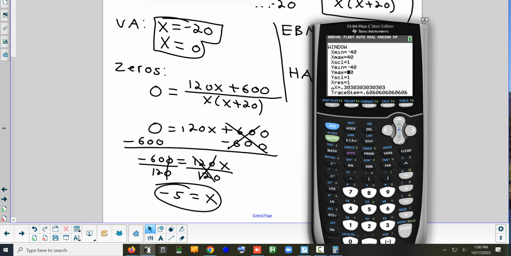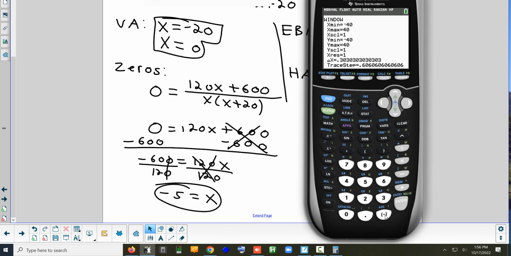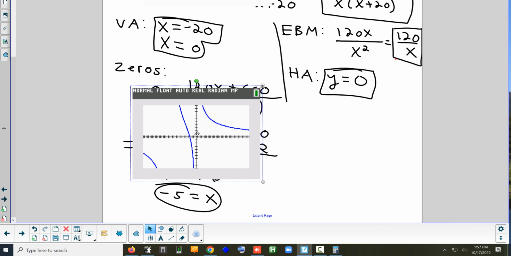Now, the y min and max, we don't really know. I'm just going to leave it at -10 to 10. I'm going to try that. And if it looks like I can't see everything on the screen, I'll go higher or lower. But that's the standard window for the y's. Let's hit graph. And I think that's actually pretty good. A pretty good sketch.